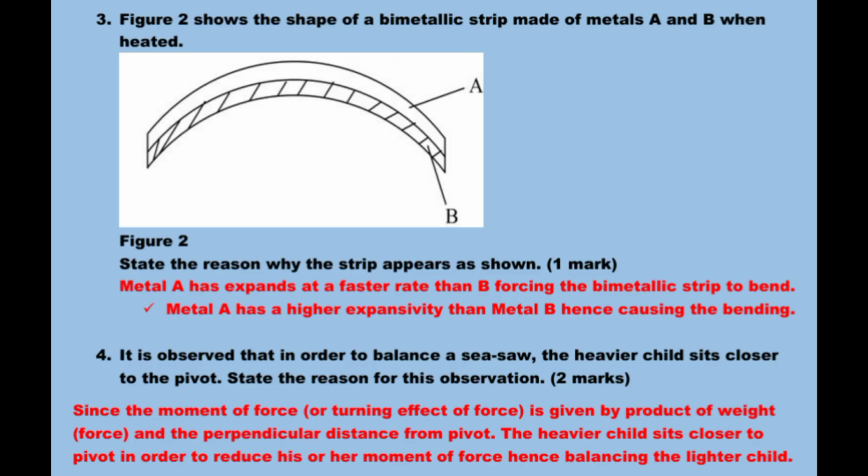So since the moment of force is given by the product of force and the perpendicular distance from the pivot, the heavier child sits closer to the pivot in order to reduce his or her moment of force, hence balancing the lighter child. So basically this question is testing on the factors affecting the moment of force or the turning effect of force, and we know since moment of force is a product of force times distance, then simply if the child is heavier, then the distance has to reduce. We go to question 5.